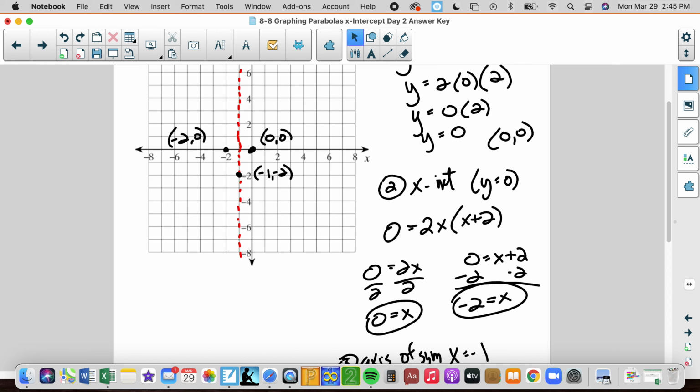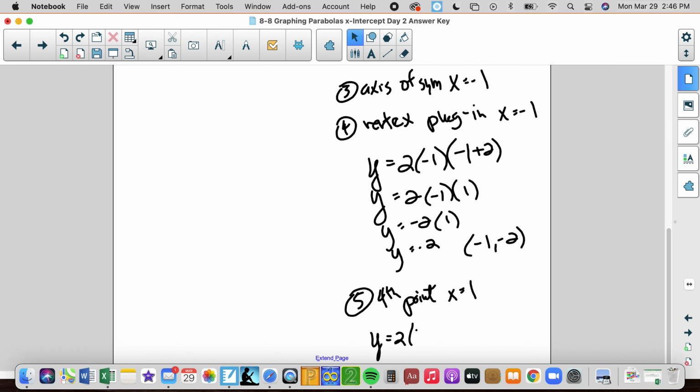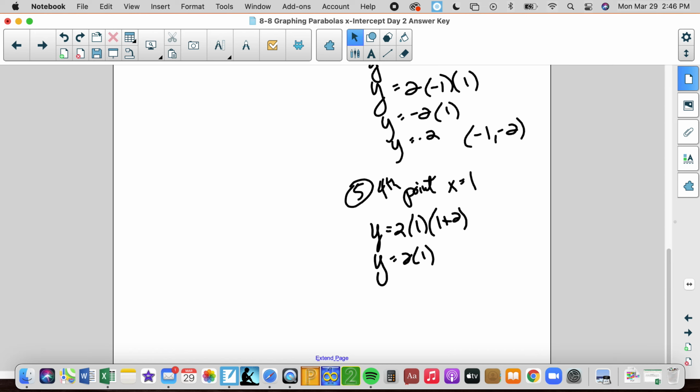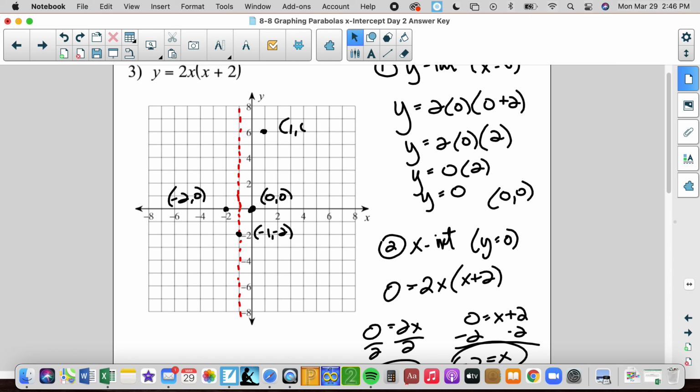Good. Now we need a fourth point, so we'll pick another x value. We've used negative 2, negative 1, and 0, so let's use 1. Let's keep it simple, as we always say. So the fourth point, x equals 1, and we'll plug it into the equation. y equals 2 times 1 times the quantity 1 plus 2. 1 plus 2 is 3. 2 times 1 is 2, times 3 equals 6. 1 comma 6. Ooh, look how fast that jumped up there. 1, 6, and then it's 2 spaces away. So that'll take us to negative 3, 6. We have 5 points, and everybody should have relatively those same things.